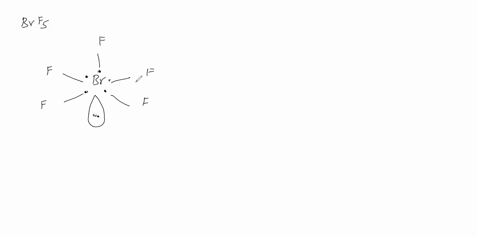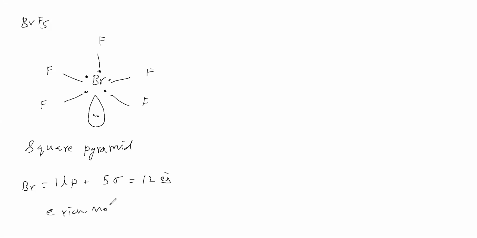Now this BrF5, what is the shape? The shape is square pyramid, we can say. In this square pyramid, the central atom bromine is having 1 lone pair and 5 sigma bonds. Therefore, totally 12 electrons. Therefore, we can call this an electron rich molecule. BrF5 is coming under electron rich molecule, we can say.